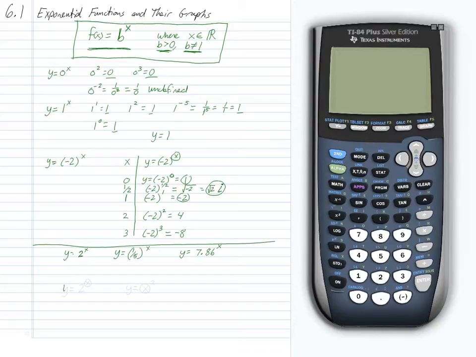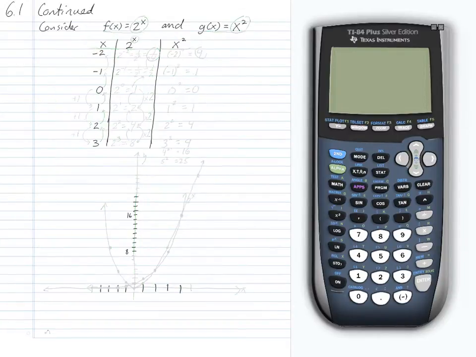So y equals 2 to the x and y equals x squared are very different functions, right? I would plug my independent variable into the exponent of the first function, and I would plug my independent variable into the base of the square function. So let's look at how those differ from each other.